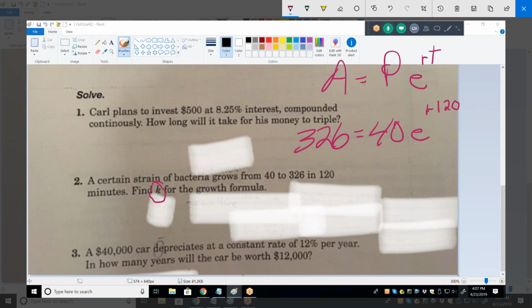So if we're going to put this thing in minutes, in other words, I could have written 2 and had it in hours. But then what I would have come up with would have been an hourly growth rate. Since they gave it to us in minutes, let's leave it in minutes. And now the R that I come up with is going to be in growth per minute. That's my first step.